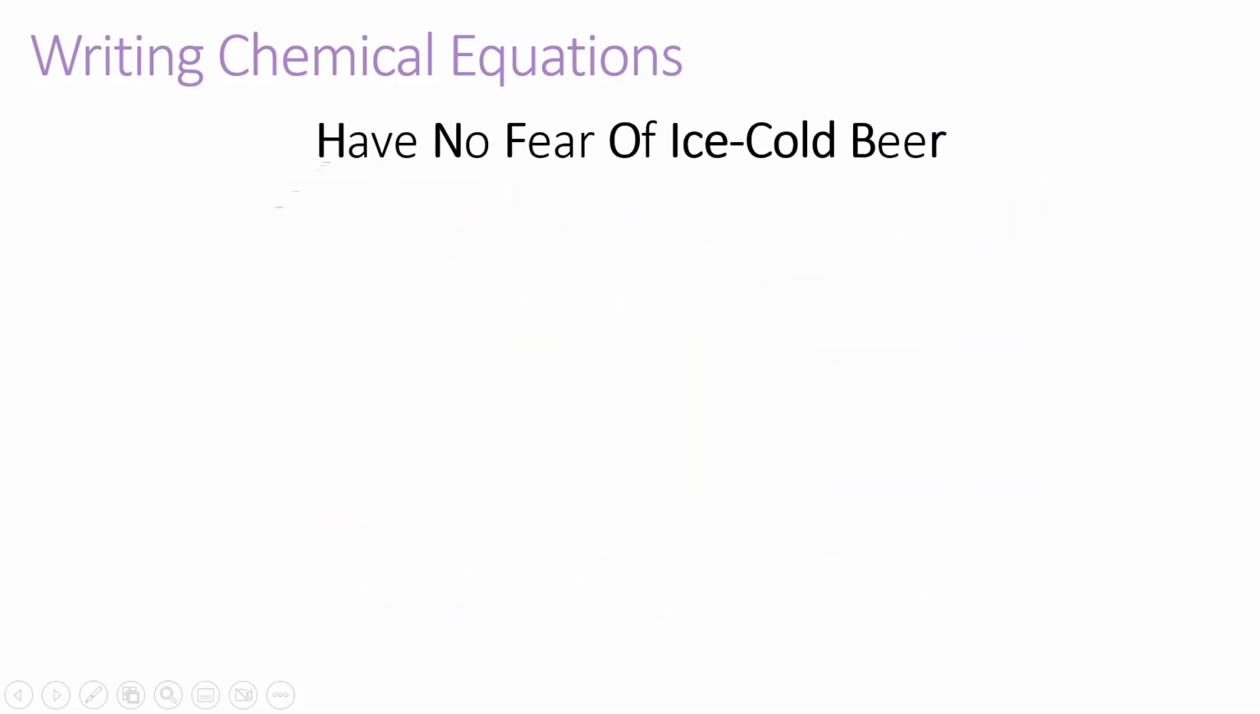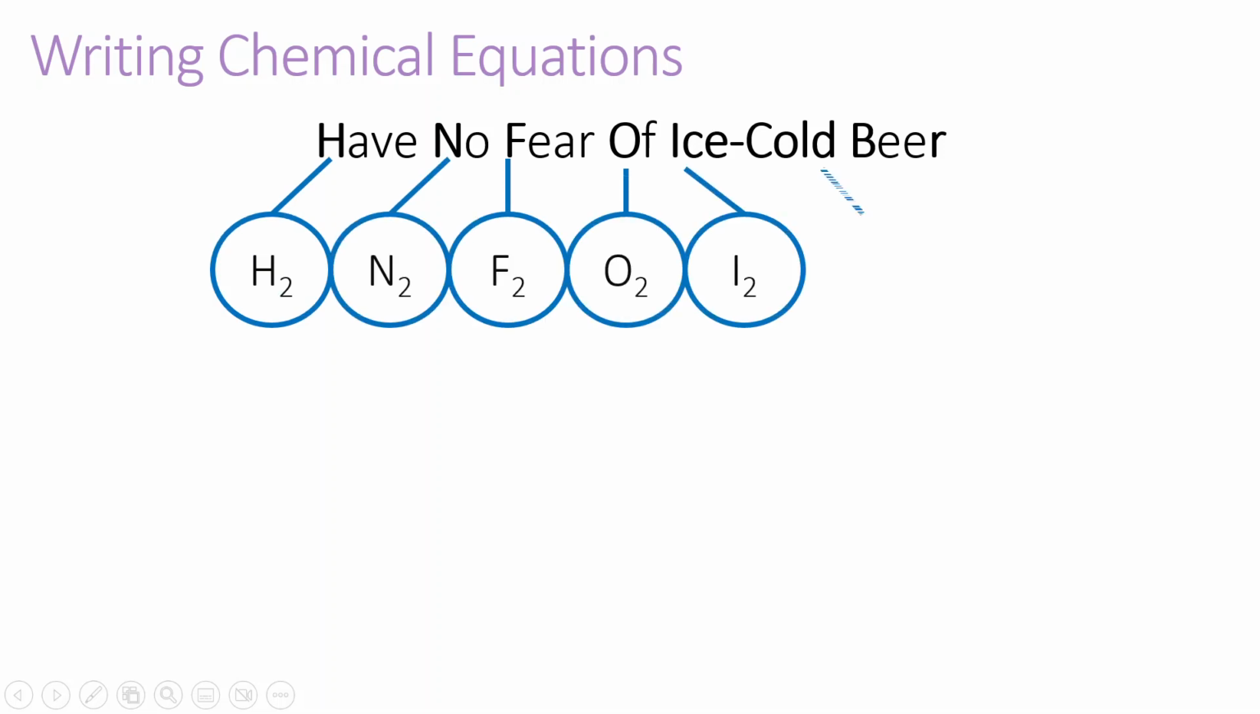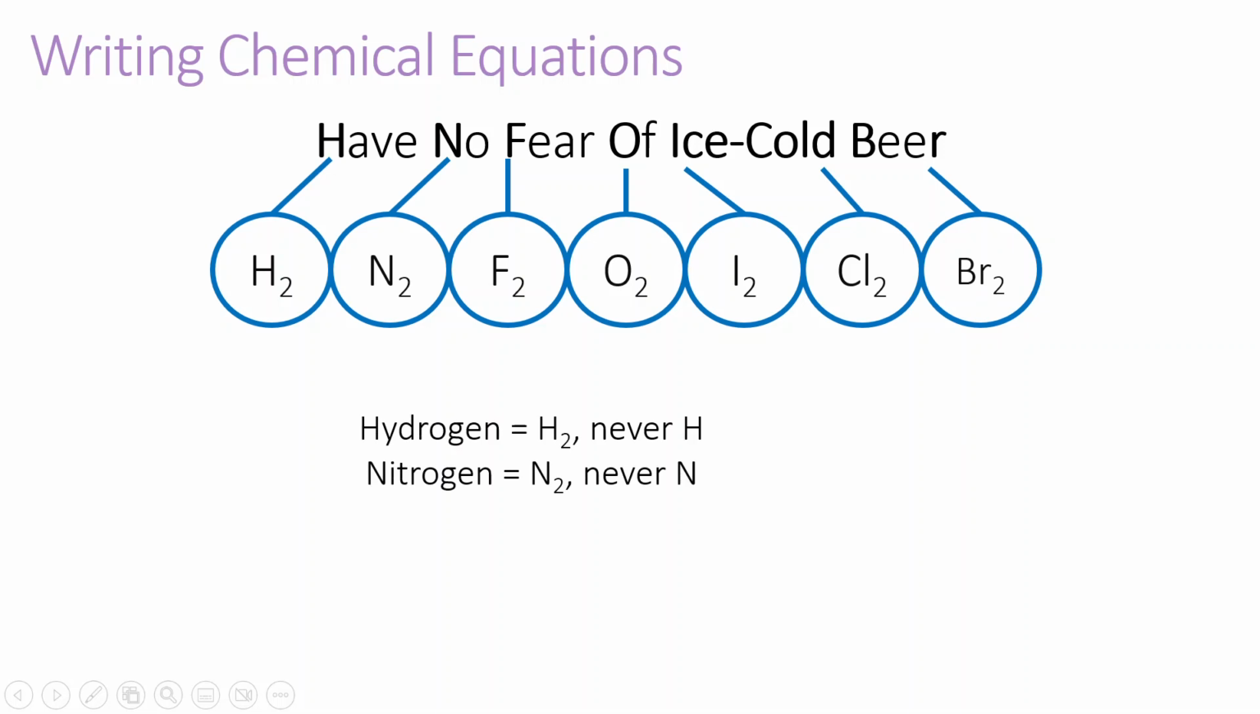Another thing to remember are our diatomic elements. So hydrogen, nitrogen, fluorine, oxygen, iodine, chlorine, and bromine. Whenever these are by themselves, they're going to be diatomic. So that's really important because if you say we're doing a reaction with oxygen, like we saw in the previous example, if you don't know that that's O2, you're going to have a hard time balancing the equation properly.